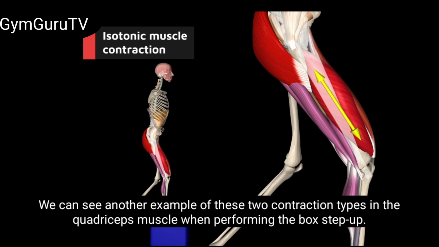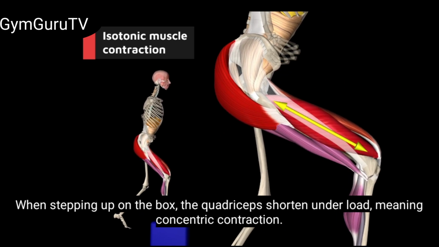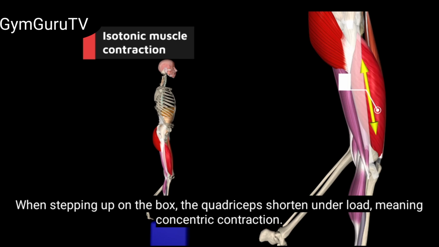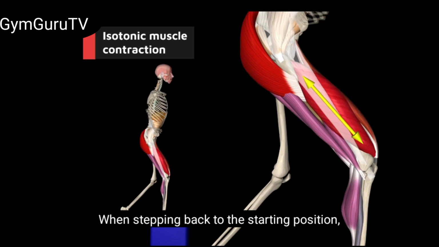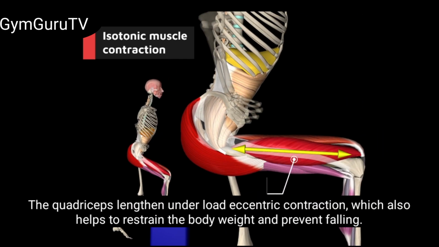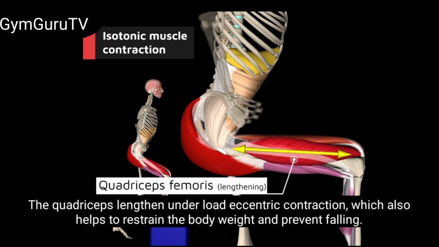We can see another example of these two contraction types in the quadriceps muscle when performing the box step-up. When stepping up on the box, the quadriceps shorten under load, meaning concentric contraction. When stepping back to the starting position, the quadriceps lengthen under load, eccentric contraction, which also helps to restrain the body weight and prevent falling.